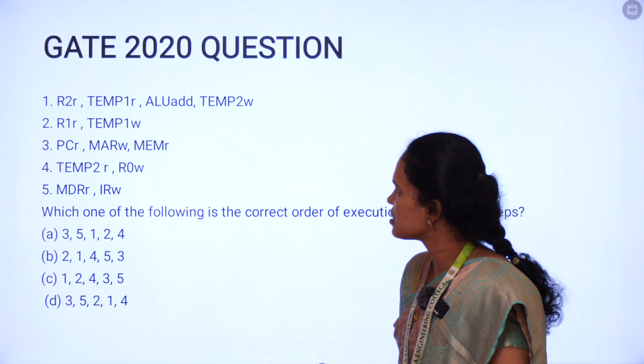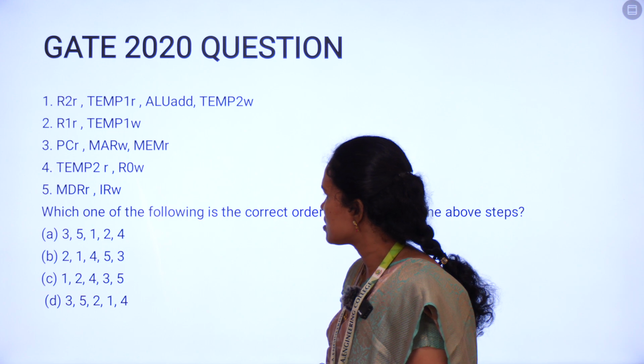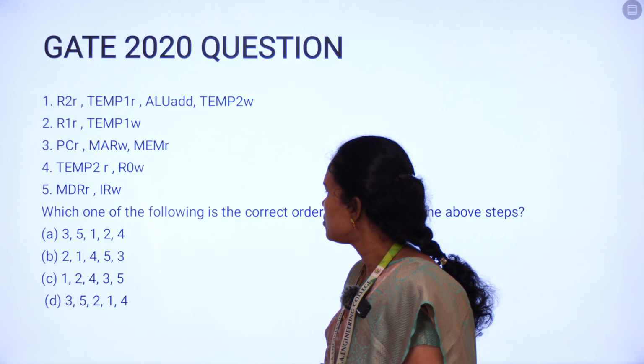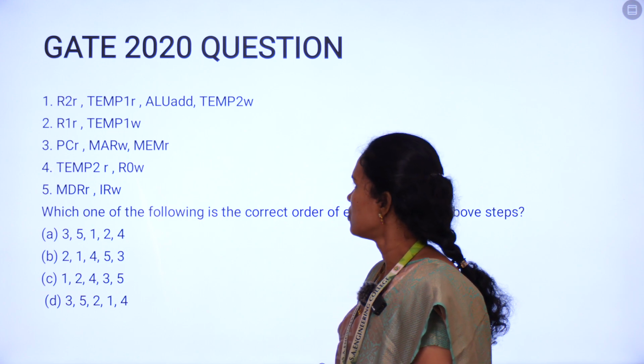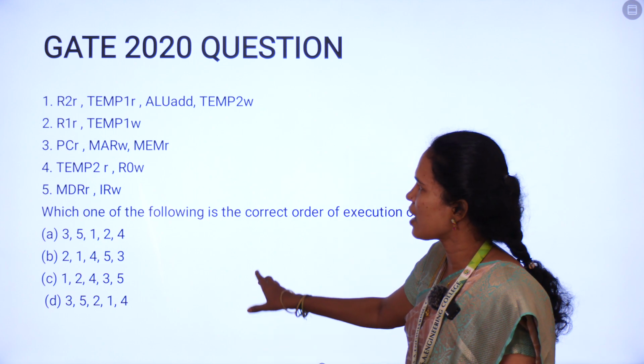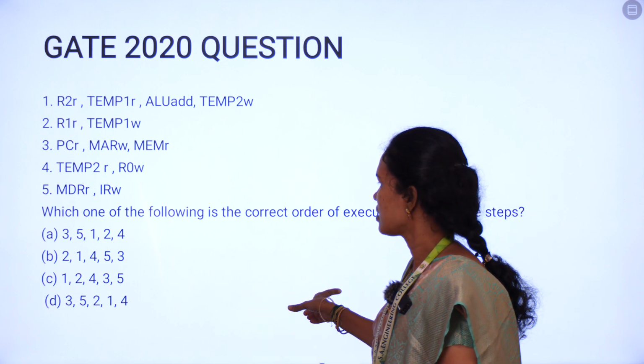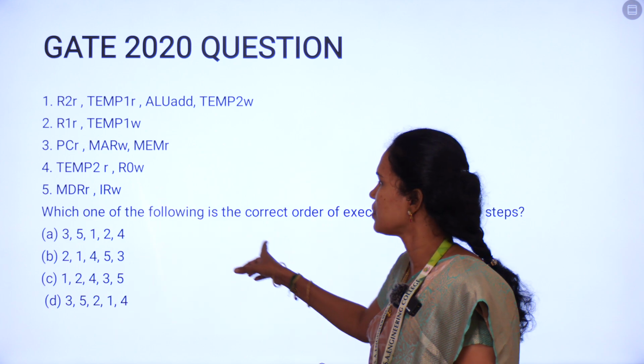So what is the order of these instructions? 3 is the first, and 5, again 2, after that 1 and 4. So what is the answer for this one? D is the correct option. The answer for this one is D.